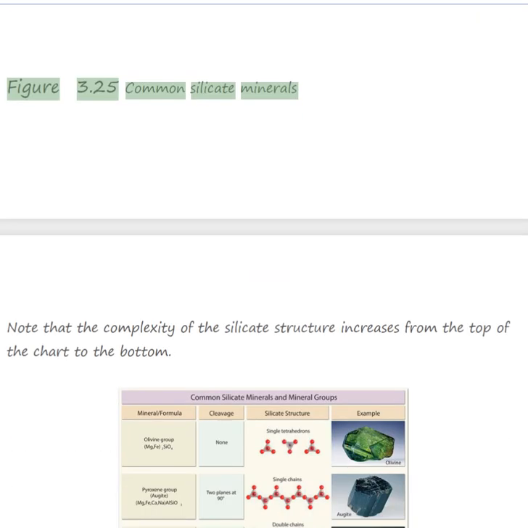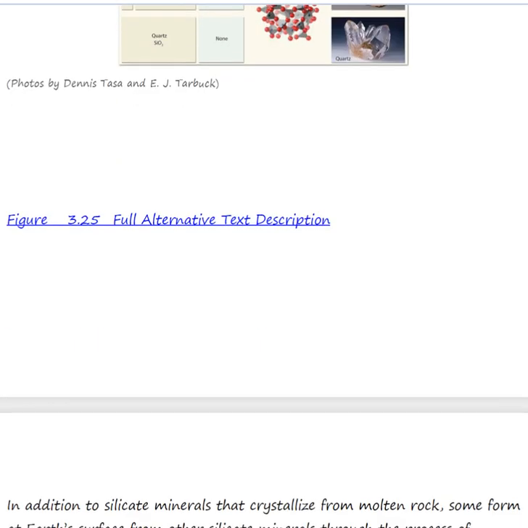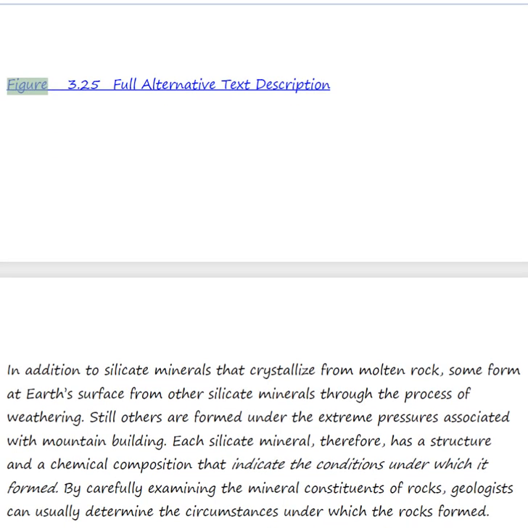Figure 3.25 Common silicate minerals. Note that the complexity of the silicate structure increases from the top of the chart to the bottom. Figure 3.25 Full alternative text description.